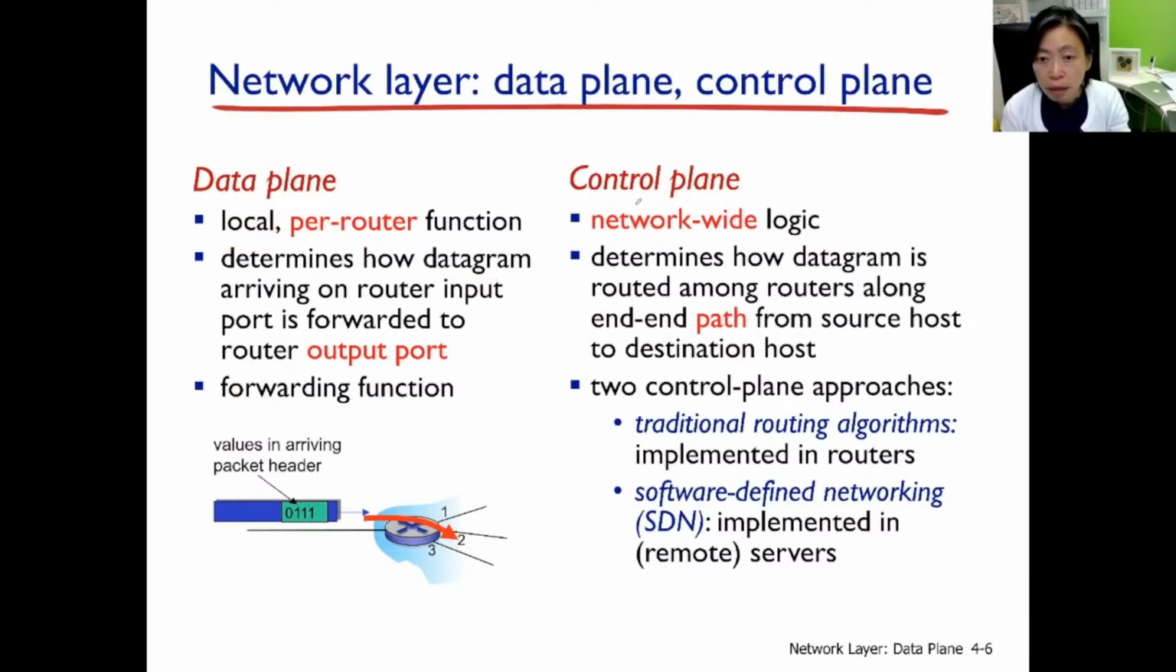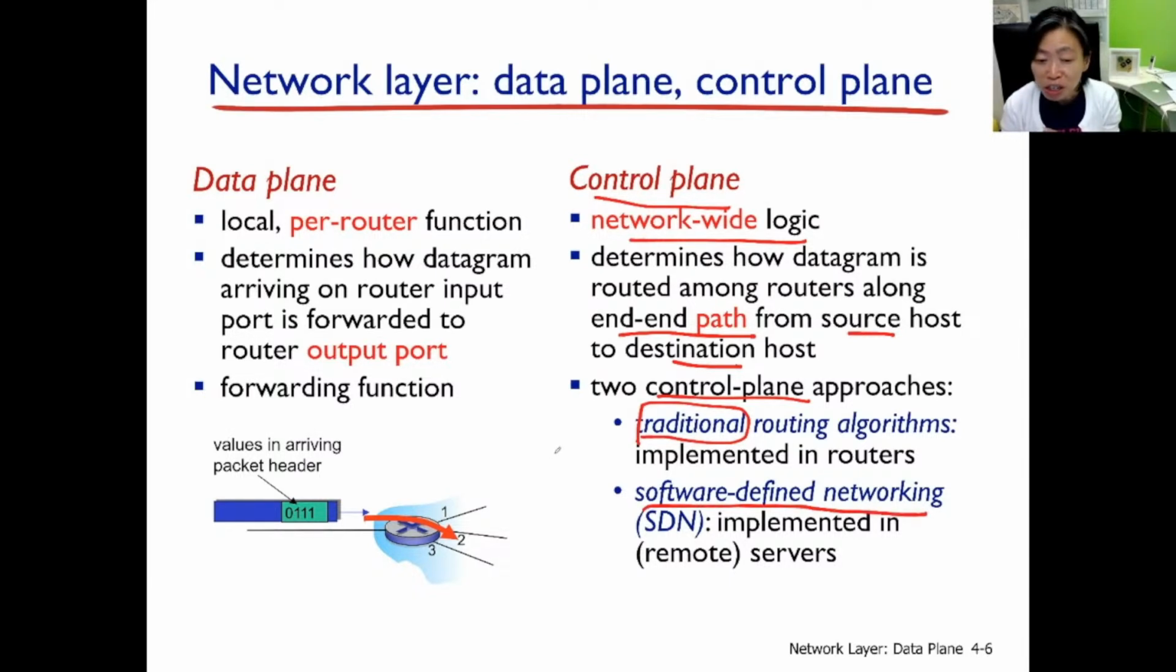Now, the control plane, on the other hand, is the part implementing the routing functionality, implementing the intelligence. It determines how the packets would be able to travel end-to-end from the source to the destination. So these routing algorithms will be implemented in the control plane. Now, there are two different approaches to implementing the control plane. One is the traditional approach. The other is called the SDN approach.